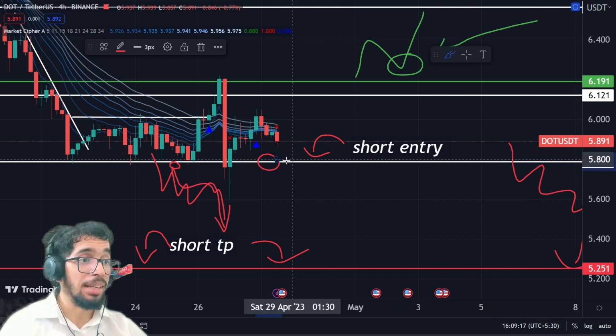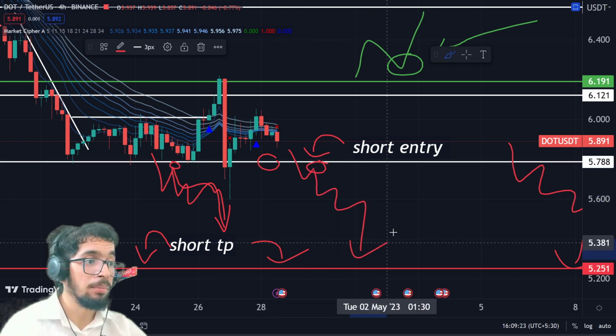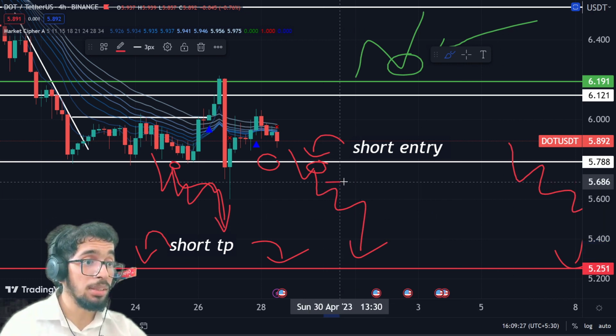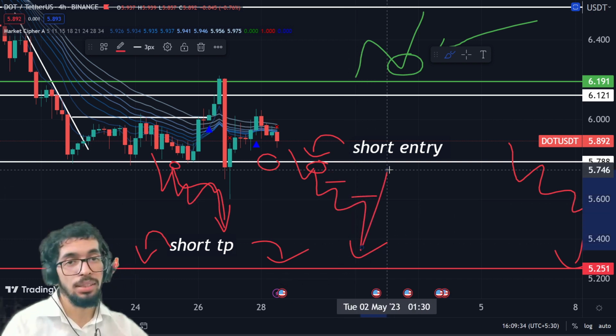Okay, then it breaks, we enter a short right here, then it goes down, and we put our take profits right here at around $5.25, and we put a stop loss here when it goes down, and again it makes a high, it goes down, we put a stop loss here. Okay, so even if it goes up, we get a profit.